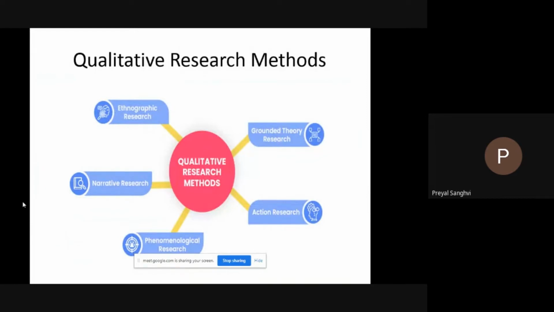In action research, the researcher and the executive work together to find out a problem and also find a solution for this particular problem. This is action research. And narrative research is basically two-step research. First, the participant tells the story about their life, and based upon that the researcher interprets the story of the participants. So this is all about the different qualitative research methods.